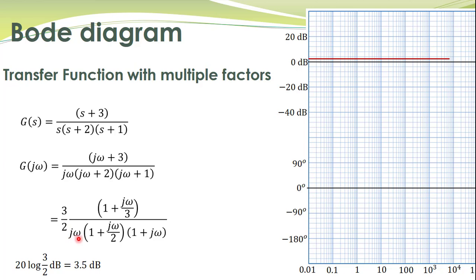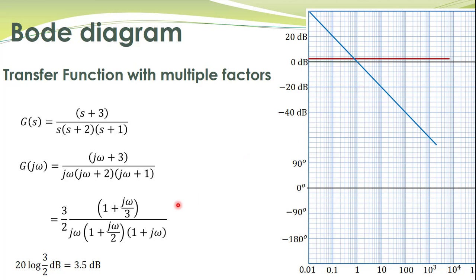How to draw the Bode magnitude plot for this factor? What was the Bode magnitude plot of 1 over j omega? That was a straight line with a slope of minus 20 dB per decade. And to draw this line, you need one point and slope. So how to determine the point? The simplest point is 1. And at 1, what is the magnitude of this term? 0 dB. So we should draw a line passing through this point with a slope of minus 20 dB per decade. So here is that line.